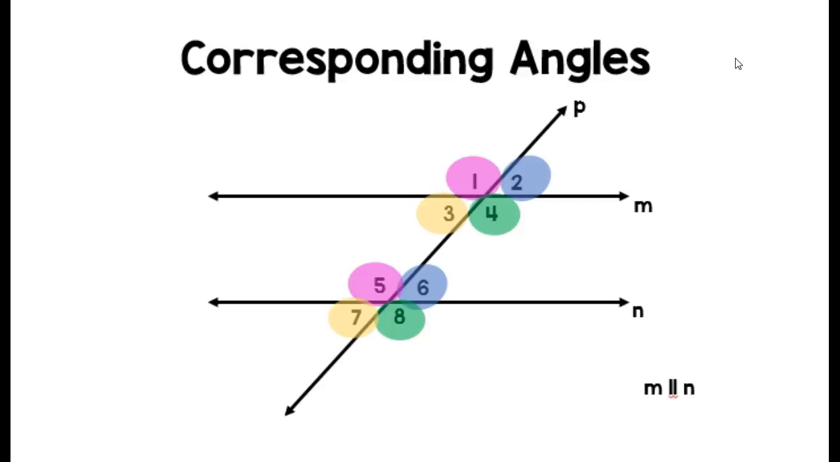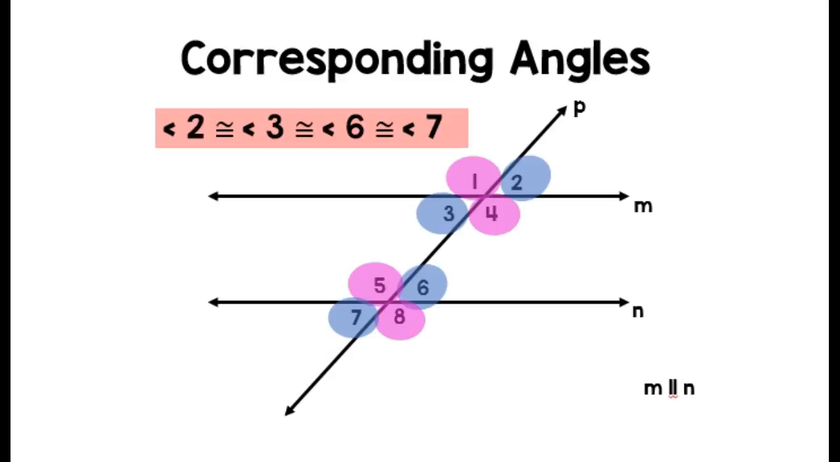One other thing with corresponding angles here is that within the corresponding angles, there are also some vertical angles. You see what I did here: angles 2 and 3 are vertical to each other, so they're congruent. Angles 6 and 7 are vertical, so they're congruent. So really, in this picture, angle 2, angle 3, angle 6, and angle 7 are all congruent to each other. That also means angle 1 and angle 4 are vertical to each other. Angle 5 and angle 8 are vertical to each other, so they're all congruent to one another.